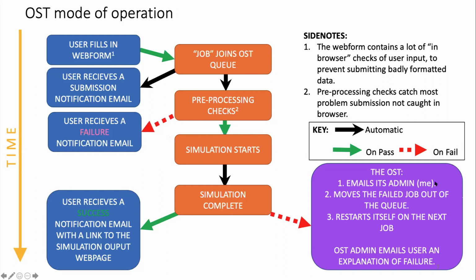Okay, so for a simulation to start, we need a user to go to the website and fill in the web form. The web form, with this little side note over here, contains a lot of in-browser checks. For the majority of input parameters, there's a little bit of JavaScript which checks things like, is this the right format? Is it a value that's allowed by ALMA? If any of those are false, so you've entered something that won't work, then the OST will not let you submit the job. It should also give you a little explanation as to why your input is wrong, to help you correct it.